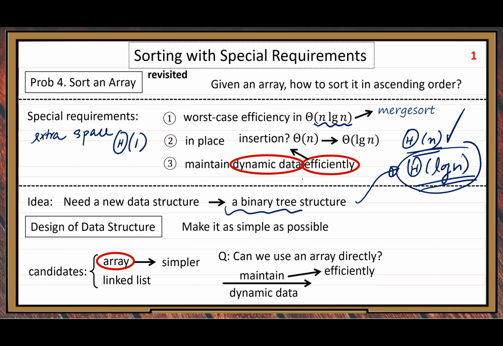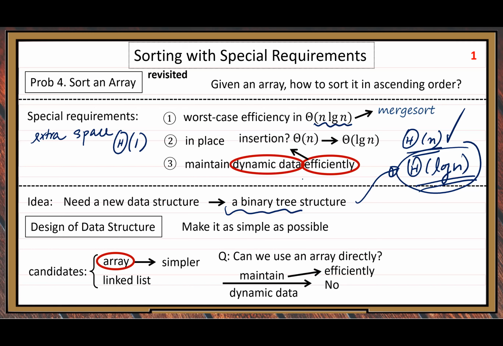And we also need to maintain the data. We need to define some operations to maintain the data, and those operations should be efficient, should not be too slow.